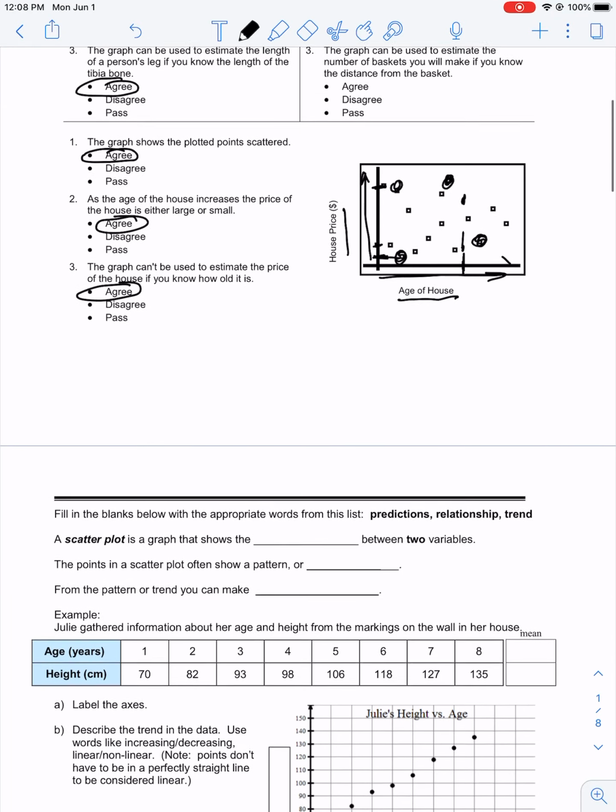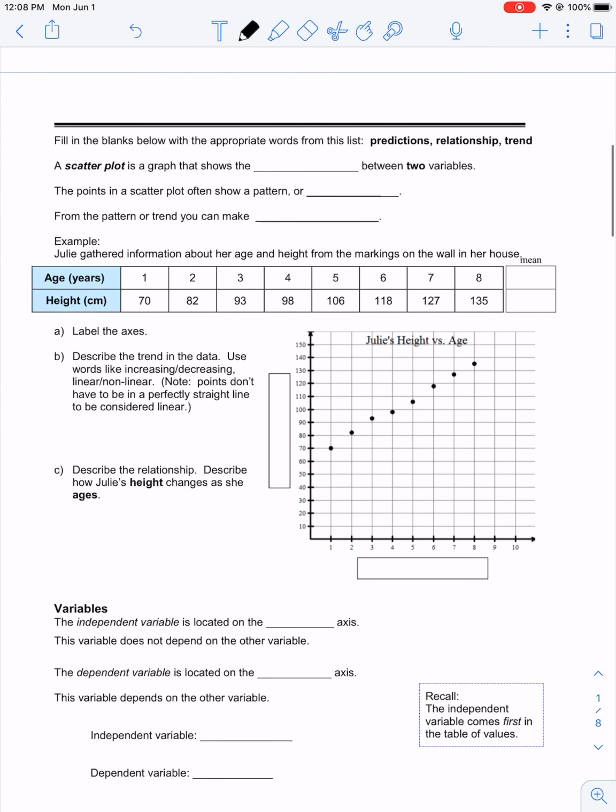All right, fill in the blanks below with the appropriate words from the list: predictions, relationship, and trend. So this is kind of coming from the investigation that you did. A scatter plot is a graph that shows the relationship between two variables. The points on a scatter plot often show a pattern or trend.